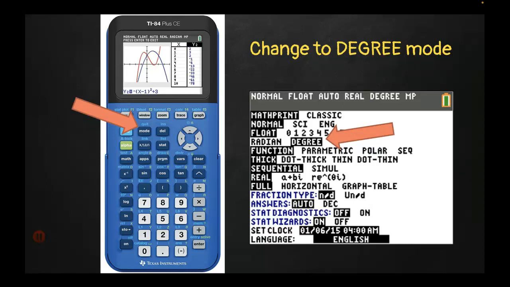Now we want to be in degree mode, so go ahead and click on the mode button, which is right next to the second button. Then you will see, about the third or fourth row down depending on the calculator you have, one word as radian and the word right next to it as degree. Click on the right arrow so that the word degree is highlighted in black, and then press enter so that our setting is changed to degrees.